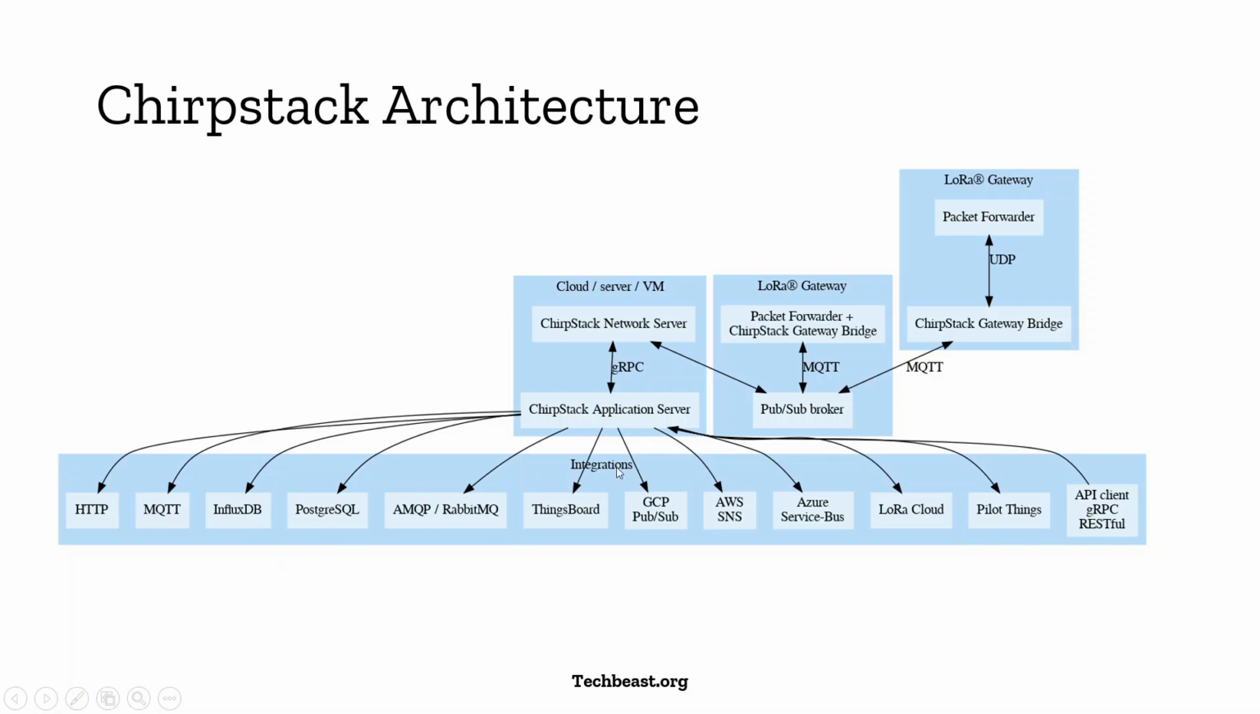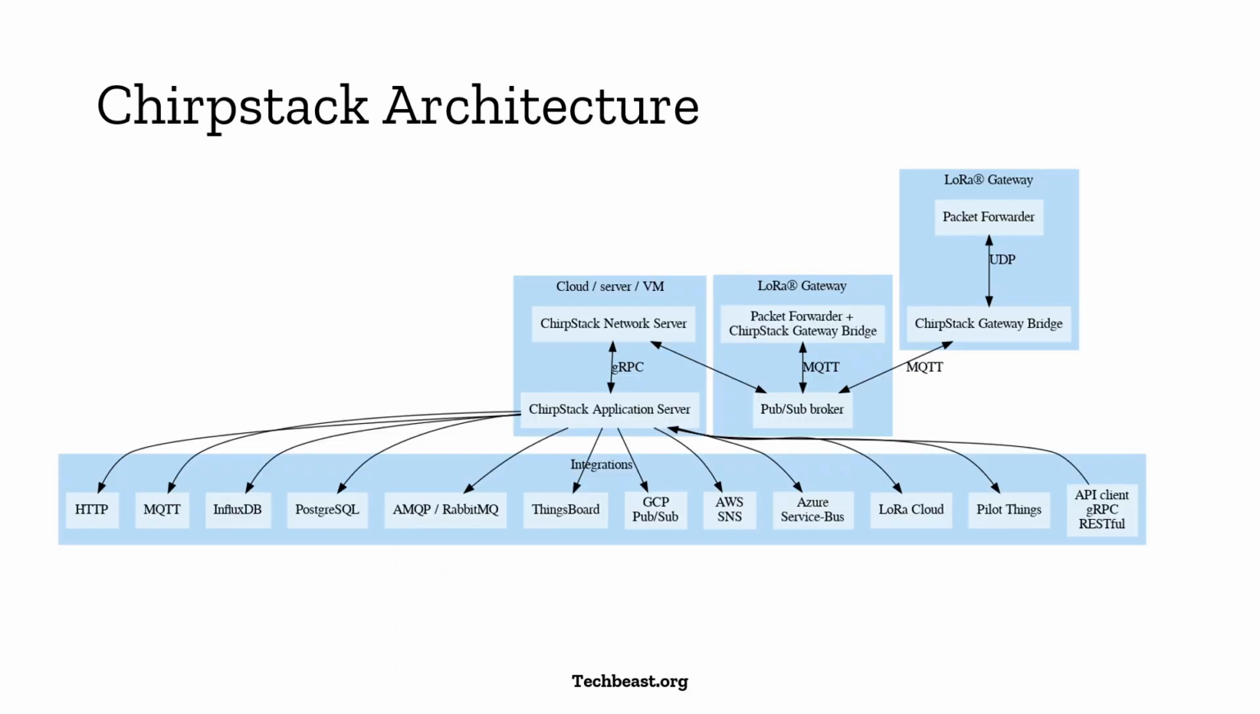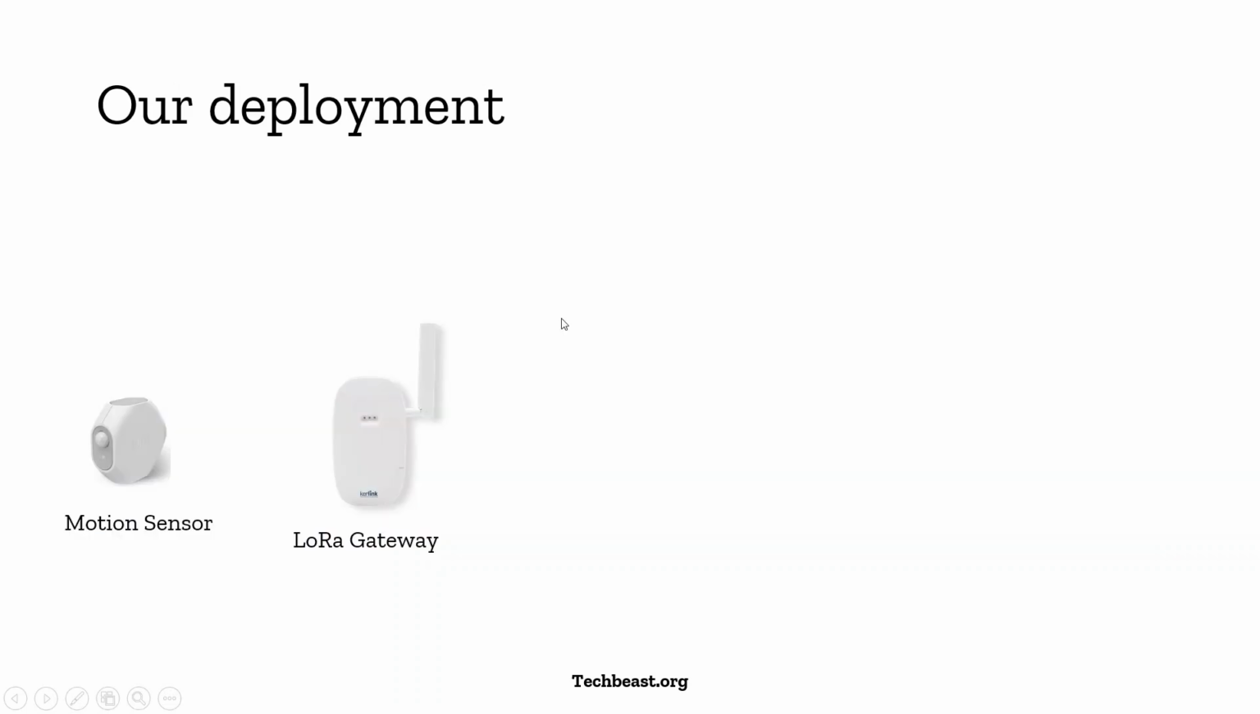As you see here, you can integrate with HTTP, MQTT, InfluxDB, Postgres SQL database, an MQTT broker, ThingsBoard, a lot actually. So that is the complete ChirpStack architecture. I hope you guys understand clearly what we are going to set up first. Just now we saw the generic architecture, and now this is our deployment architecture.